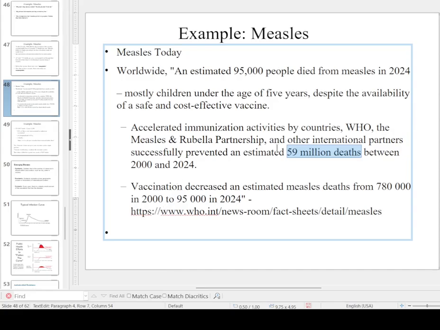How do they know it was prevented if they didn't die? That's an exercise in statistical analysis that we're not going to get into here. Vaccinations decreased estimated measles deaths from almost 1 million people in 2000 to almost 100,000 people in 2024. So measles is real.